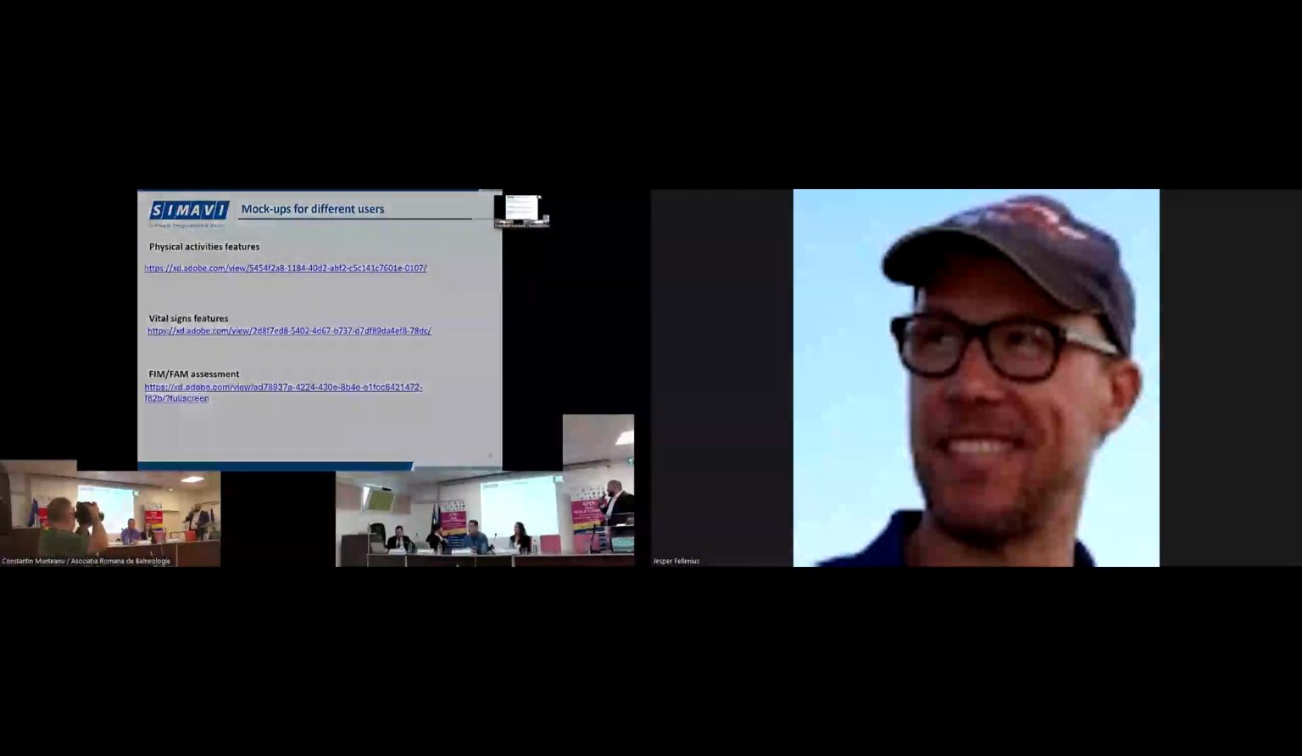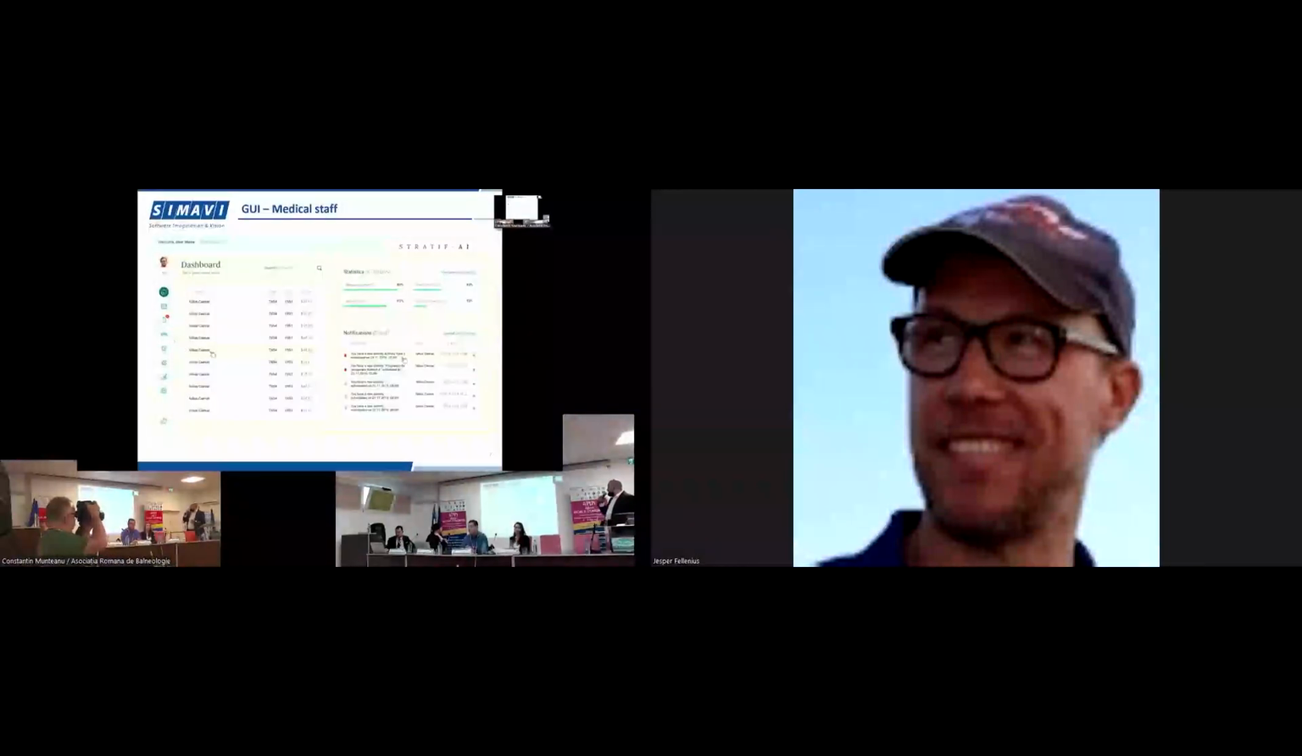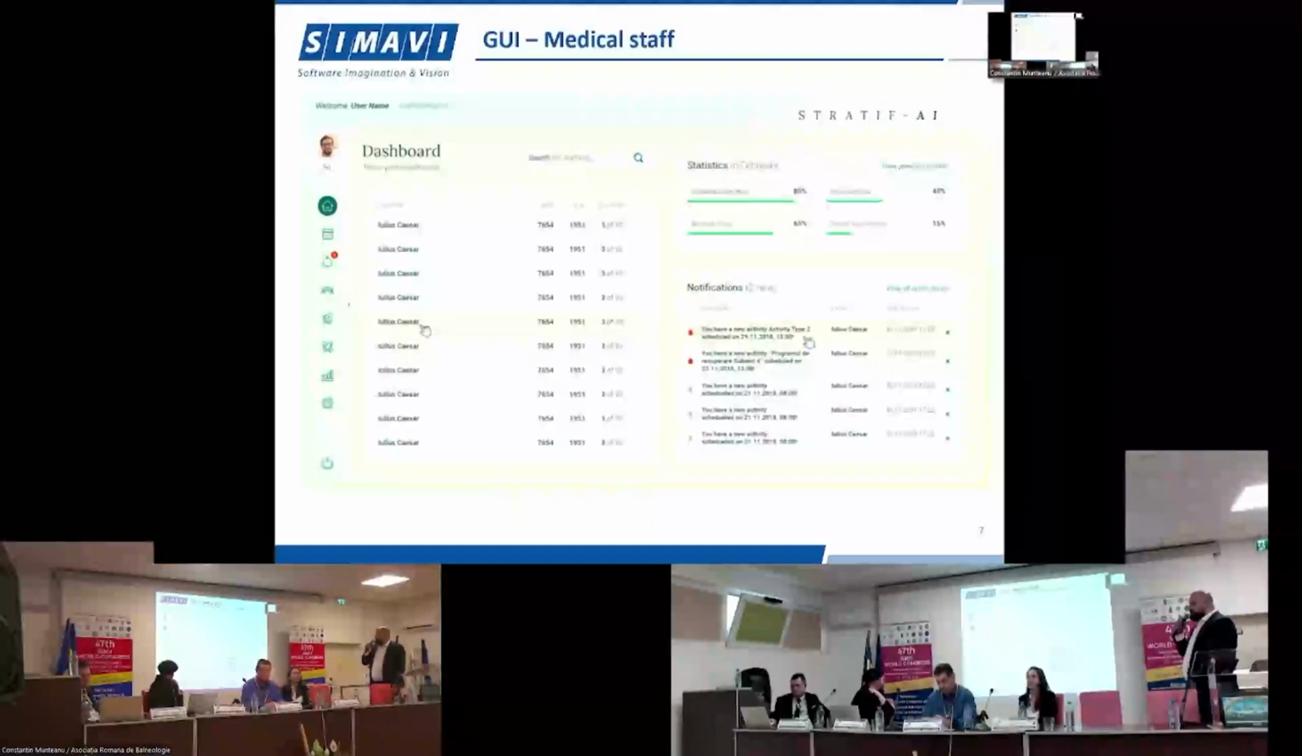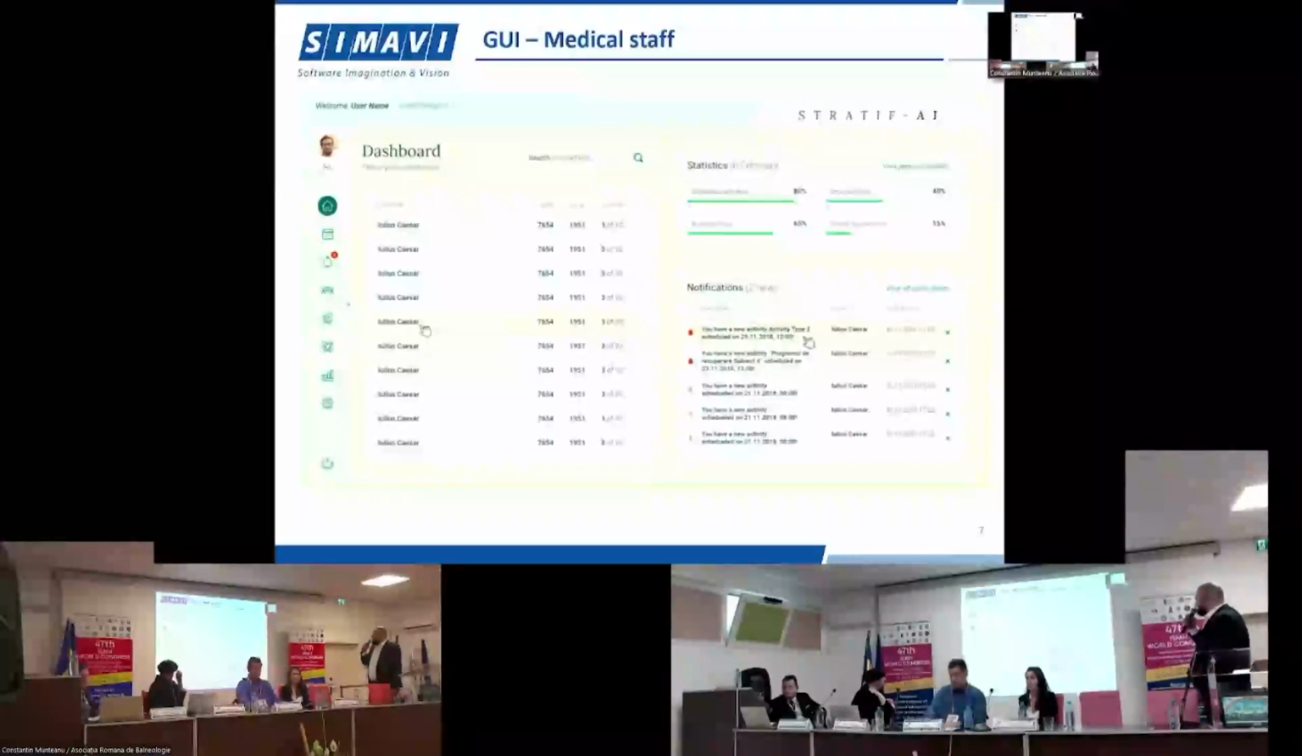I'll pass this as we cannot access the links, but here we have a graphical user interface for the medical staff, to give an idea of how it would look. This is the dashboard. For example, here you are greeted as the medic, as the doctor, and then you have the patients, which in this case is Julius Caesar. And you have, for example, steps, calories, and activities completed, 3 of 10.